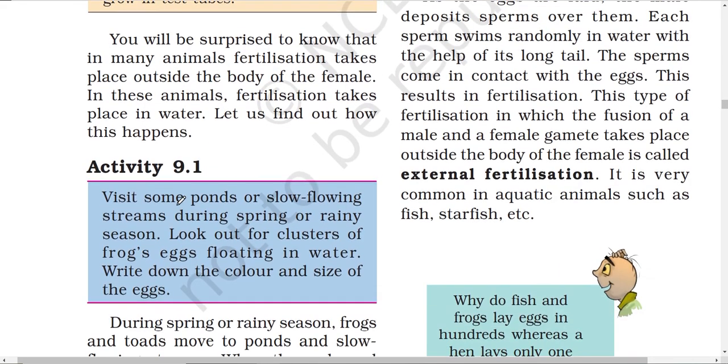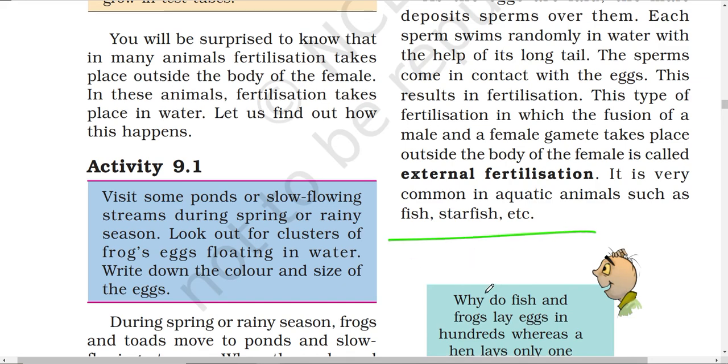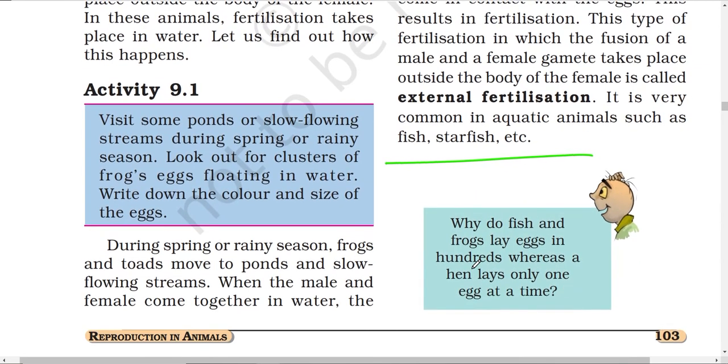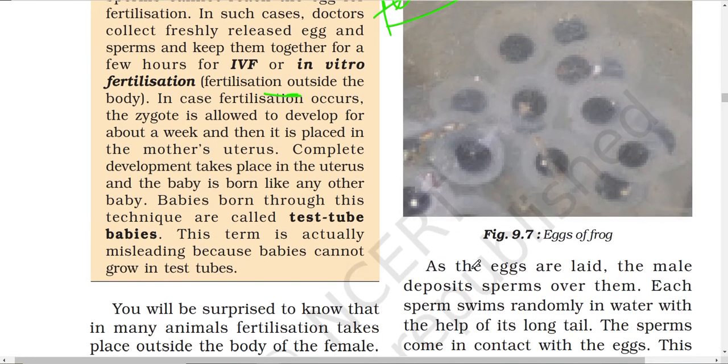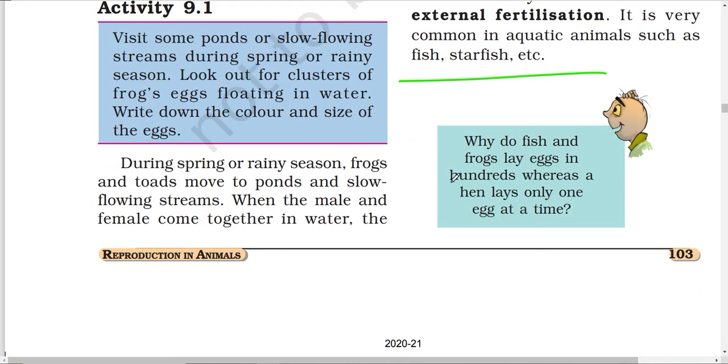Now, you will be surprised to know that in many animals, fertilization takes place outside the body of the female. In these animals, fertilization takes place in water. Let us know about that. Let me tell you, during the rainy and spring season, as we know, frogs, toads and fishes live in a pond only, or we can say water only. So what do they do?